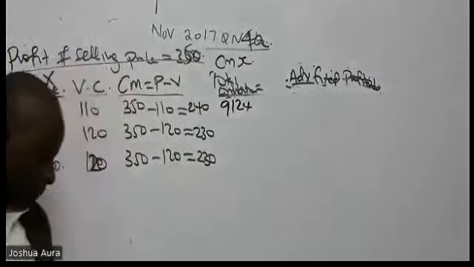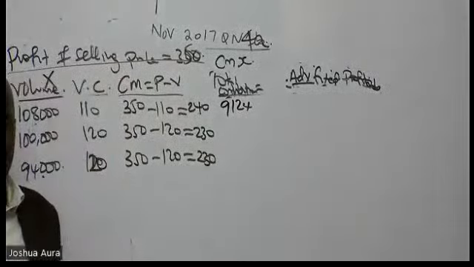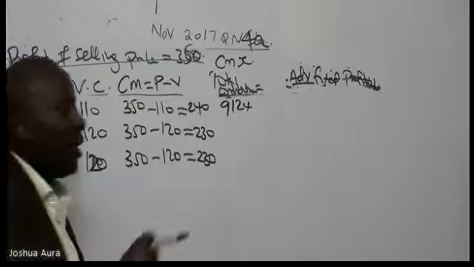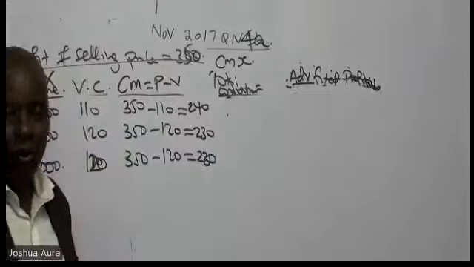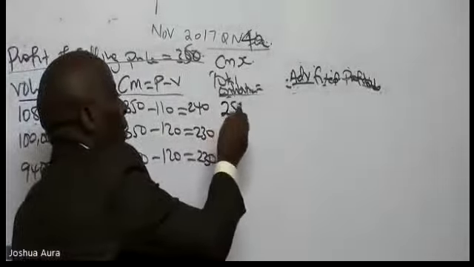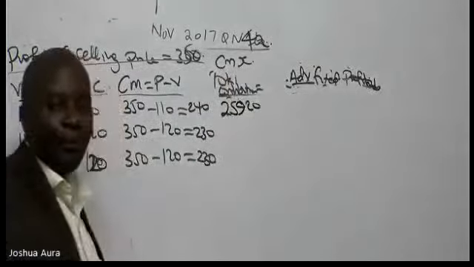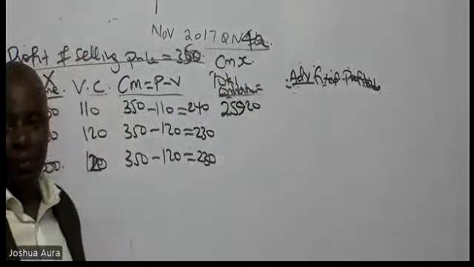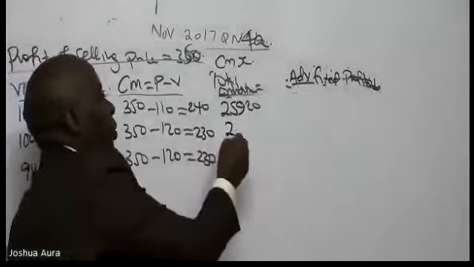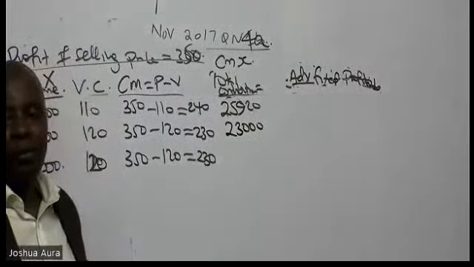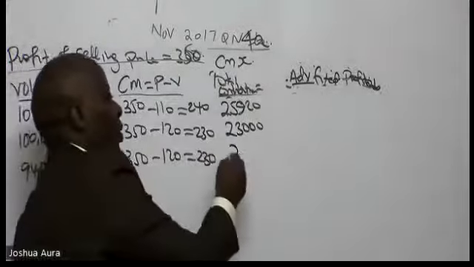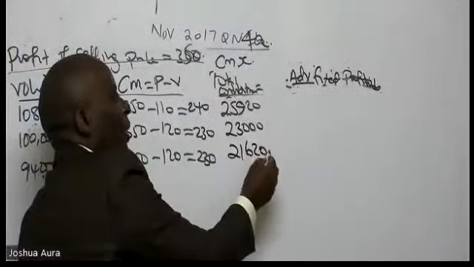How about the second one? Nope, that figure is not correct. The first one, I'm being reminded, is 25,920. The second one? The second one is 23,000. How about the third one? The third one is 21,620, like that.